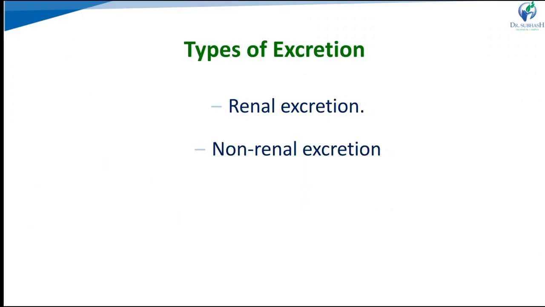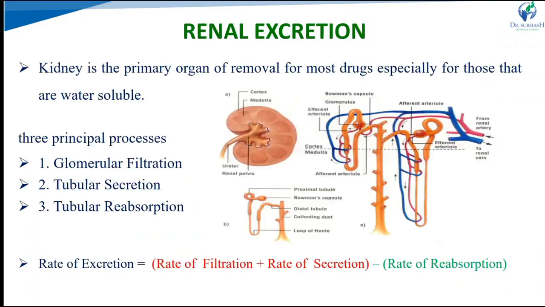Types of excretion: renal excretion, and other than renal, we can call it non-renal excretion. Renal excretion: the kidney is the primary organ for the removal of most drugs, especially those that are water soluble, polar in nature or of low molecular weight. So they are excreted through the kidney.